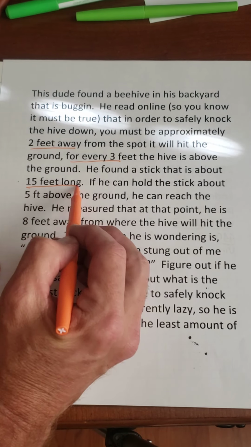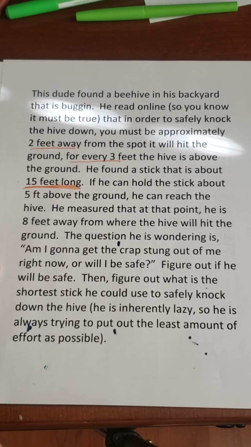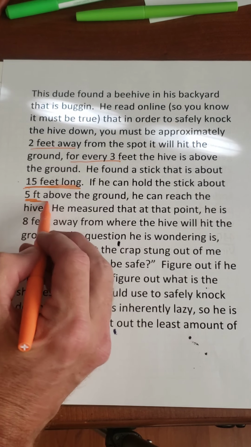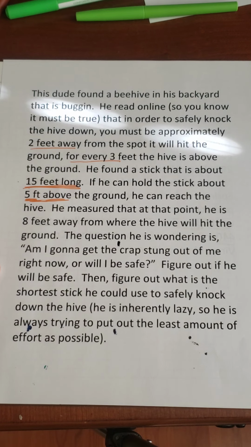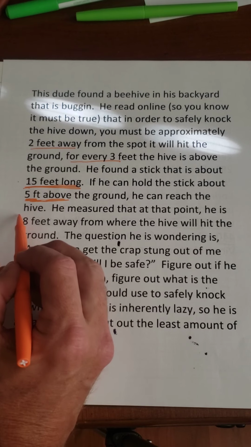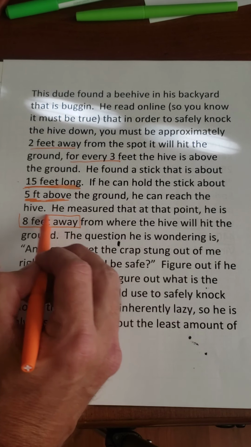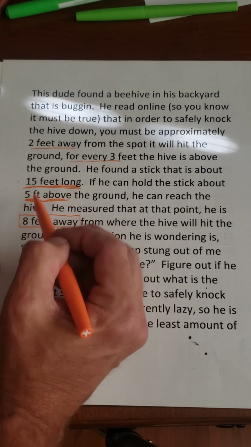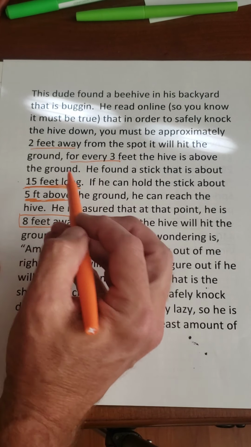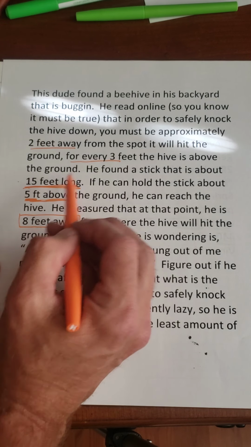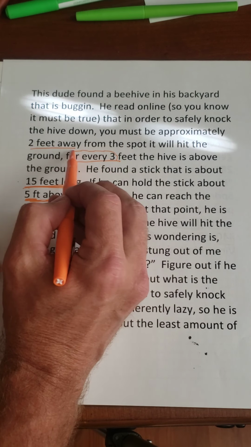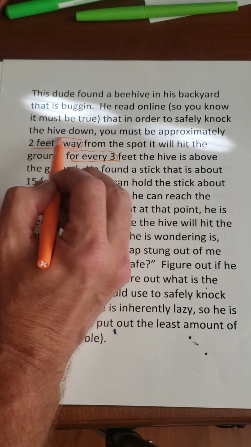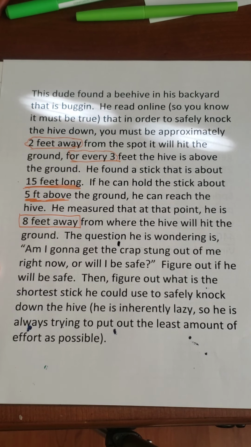Then he found a stick that's 15 feet long, and he can hold it 5 feet above the ground, meaning that's how high he can reach and safely hold it. And then he knows that he is 8 feet away from where it's going to hit. Okay, so he's 8 feet away. He can hold it 5 feet above the ground, and the stick is 15 feet long. And then there's something about this little ratio deal here, right? So he's got this ratio of 2 feet from the spot for every 3 feet it is high.